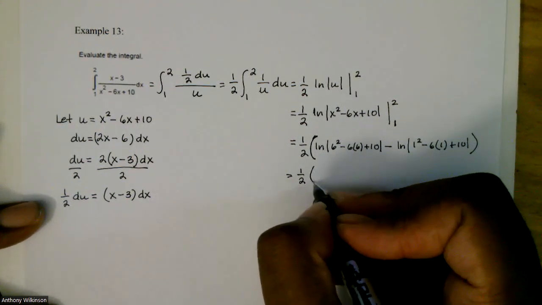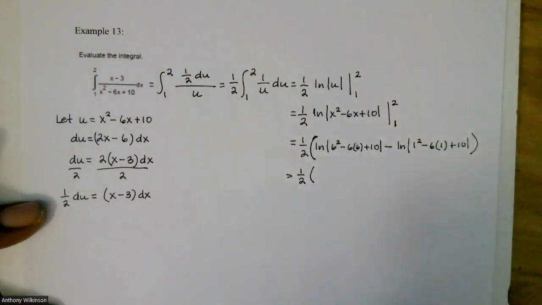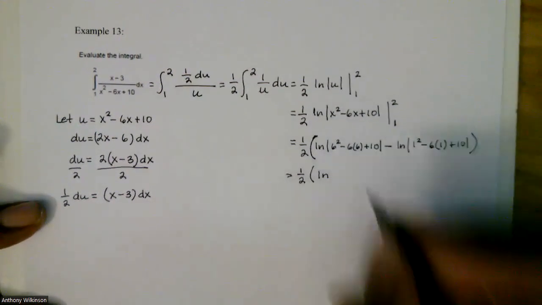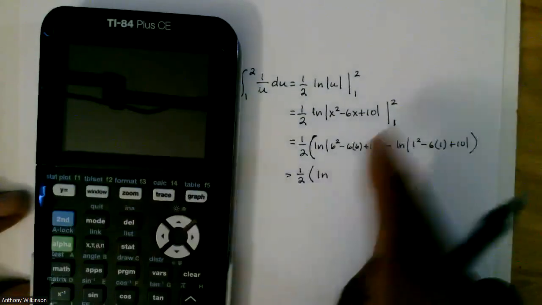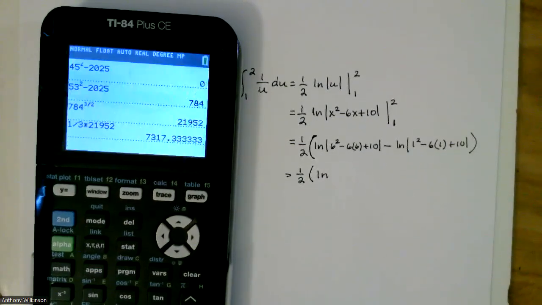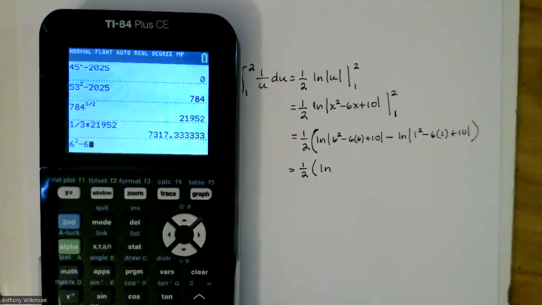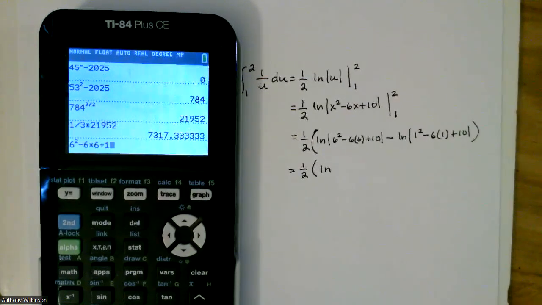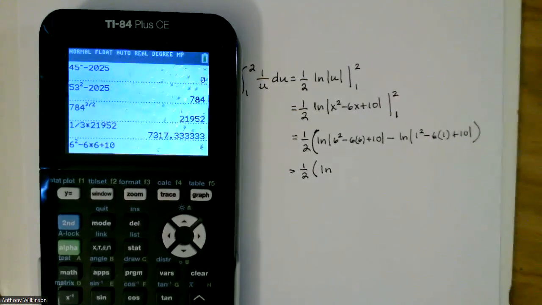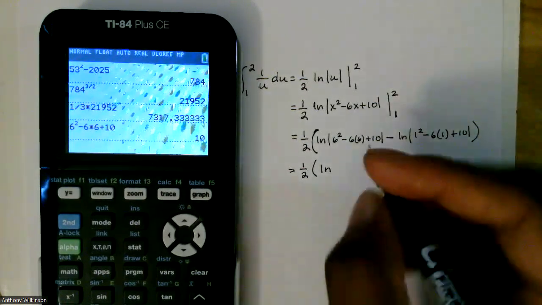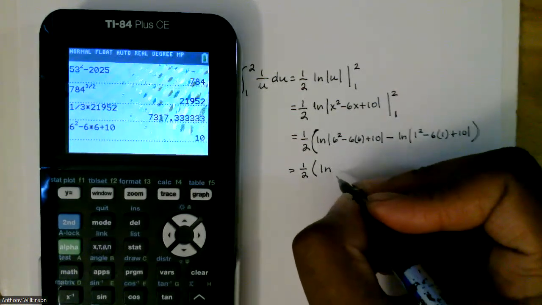I'm going to bring down the 1/2. And this will be times the natural log of, let's see here. Let's find out what 6 squared minus 6 times 6 plus 10 will be. So 6 squared minus 6 times 6 plus 10. That would just be 10. So I have ln of 10.